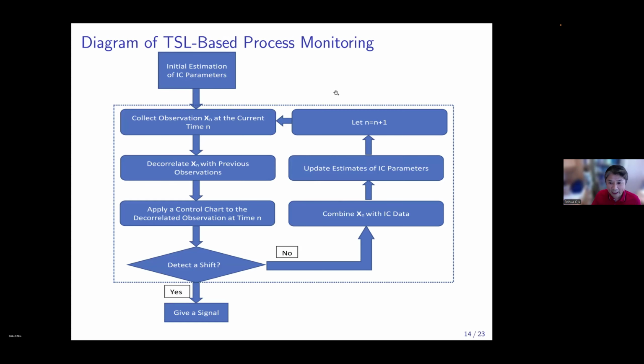And so this is the diagram. There is the initial in-control data. We do the initial estimation from the in-control data. Then at the current time point n, after the data are collected, we do the decorrelation, then apply a control chart, whether it detects a shift or not. If yes, then we give a signal. Otherwise, combine xn with the in-control data, and then update estimates of the in-control parameters. Then the online monitoring proceeds to the next time point.